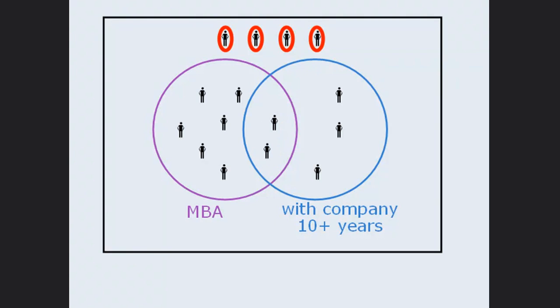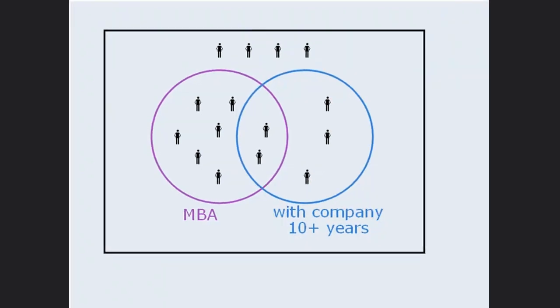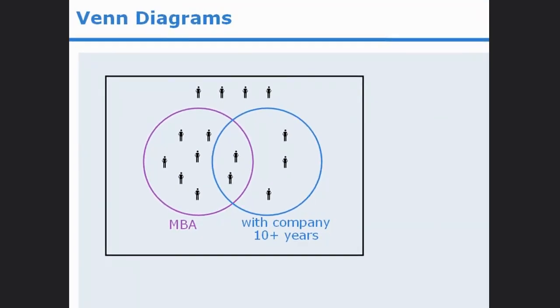These 4 symbols that are in neither circle represent the 4 employees who have neither an MBA nor have worked at the company for more than 10 years. On a similar note, these 3 symbols that are in the blue circle but not in the purple circle represent the 3 employees who have worked at the company for more than 10 years but do not have an MBA. Okay, so that's how these diagrams work.